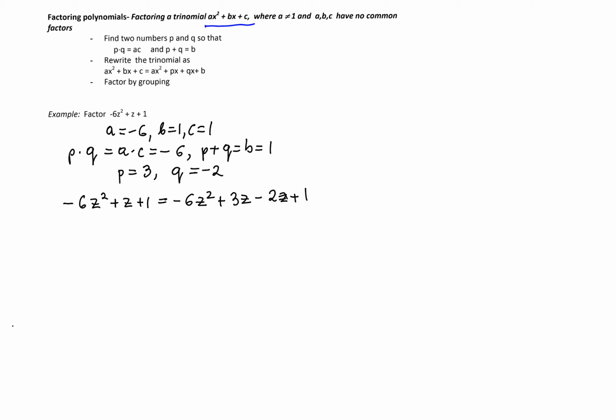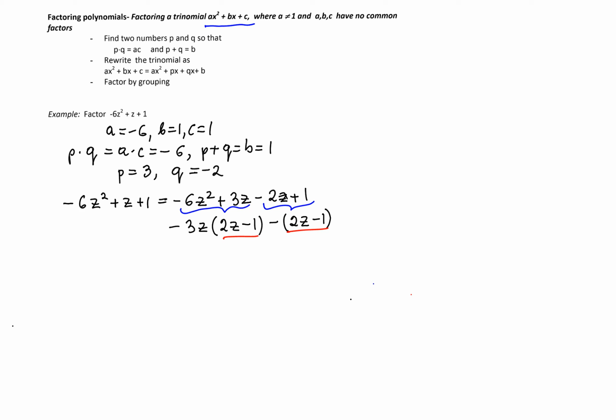Now we'll factor this polynomial by grouping. So we form two groups. From each group we factor common factors if there are any, and see what we'll have. From the first group we'll factor negative 3z. What will be left is 2z minus 1, since we are factoring negative 3z. From the second group we factor negative 1, and we'll have 2z minus 1.